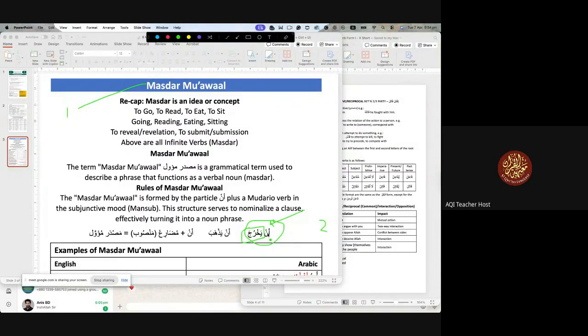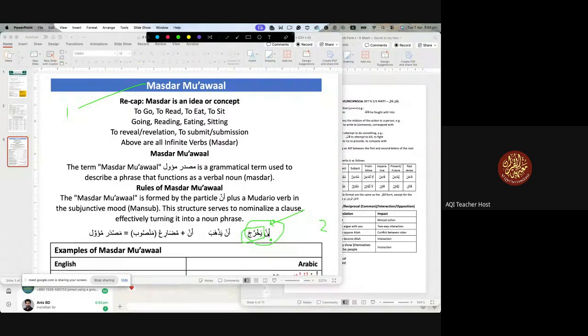So Masdar is a single word, one, and here are the two words. One is the particle an, plus what? The mudari verb, right? Yes, without any exception. An joining a mudari will unquestionably be a masdar mu'awwal, and that will act like a noun. It's a noun-like expression. One verb and one particle joined together become a noun-like expression.